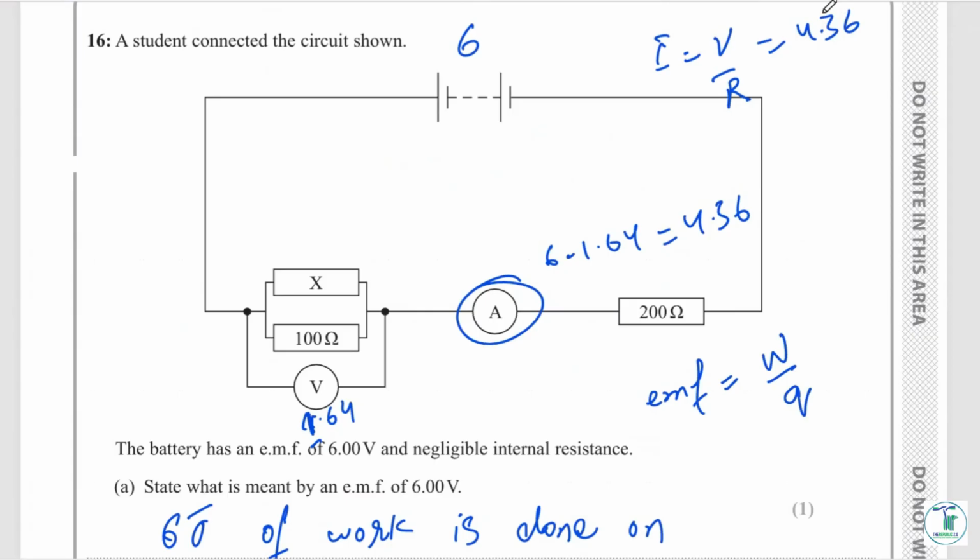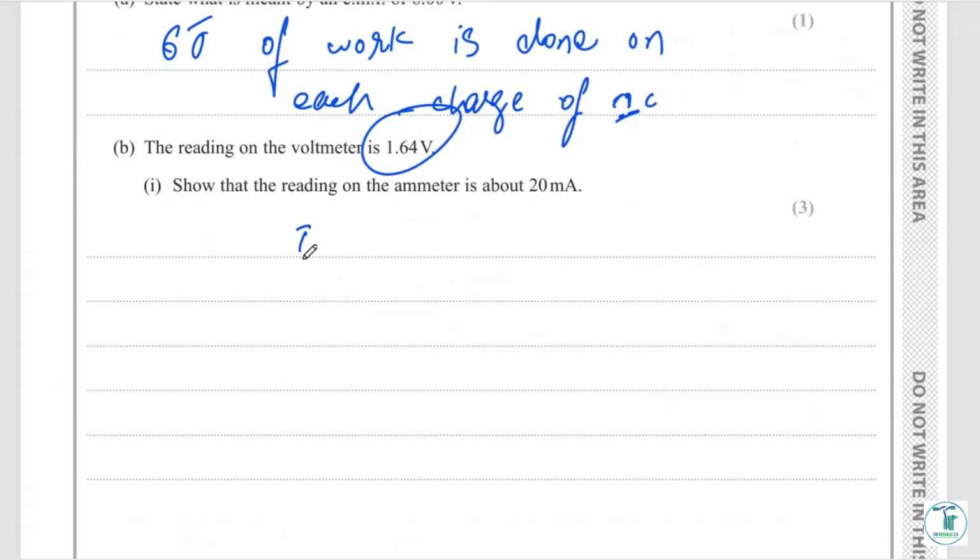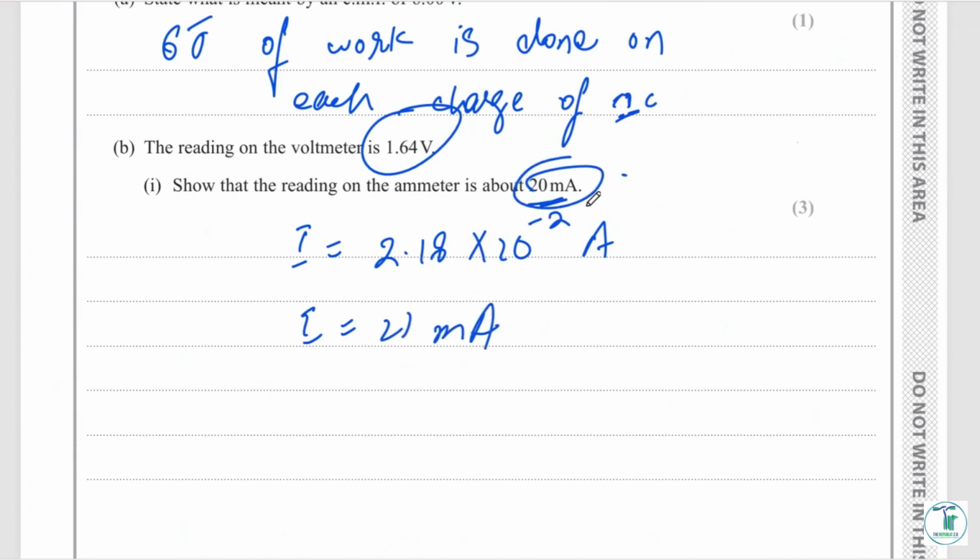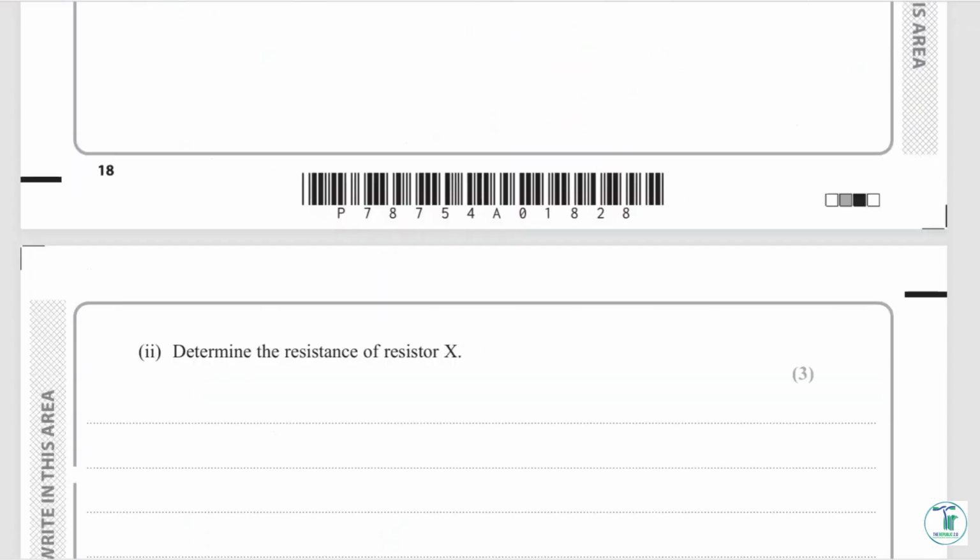And 4.36, we just need to divide it by the resistance, which is 200 over here, right? So I'm just going to divide it down. I'll calculate the current over here. And the current comes out to be 2.18 times 10 raised to the power of negative 2 amperes, which can also be written as 21 milliampere, which is almost equal to 20 milliamperes, right? Did you get that? So that is how we're going to talk about this question.